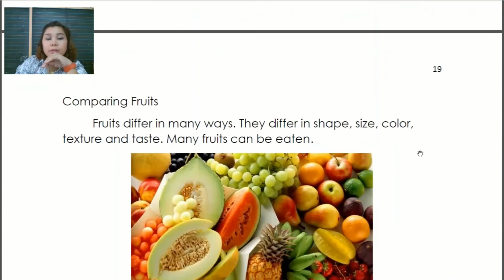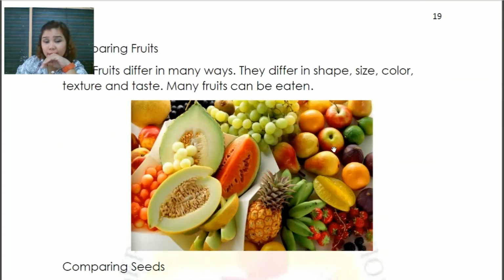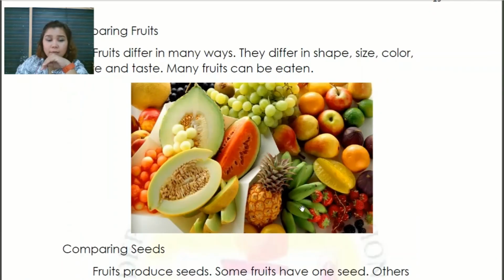Okay. How about the fruits? So, fruits differ in many ways. They differ in shape, size, color, texture, and taste. So, many fruits can be eaten. So, just like this one. So, they can be eaten.